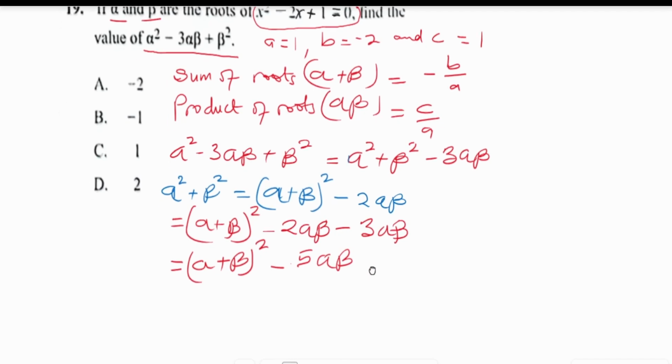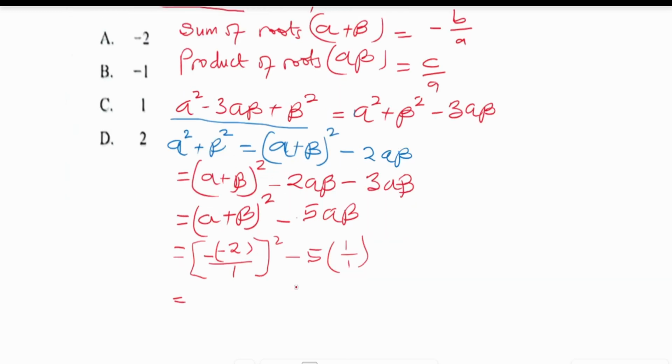Now we have the whole reason why we are doing this figured out. So we have the whole of this expression now written as sum and product of roots. So we are now going to substitute this and this for the sum and product respectively. So sum of roots is negative b over a. b is negative 2, a is 1. And that is just for the sum of roots. And we have negative of that for the sum of roots, and the whole of this squared. Then minus 5, c is 1, and a is also 1.